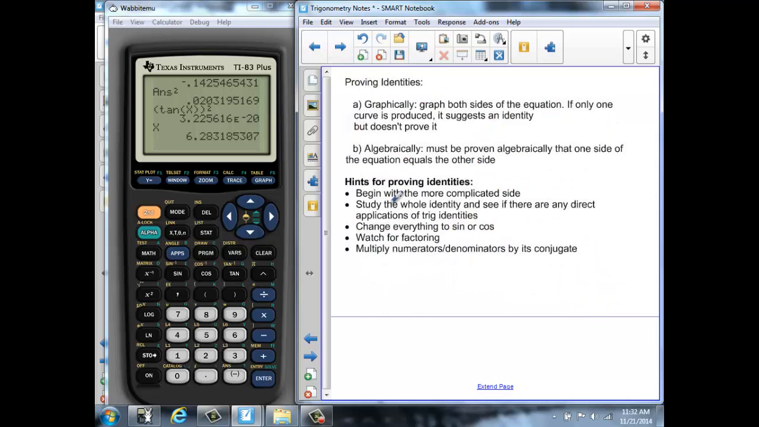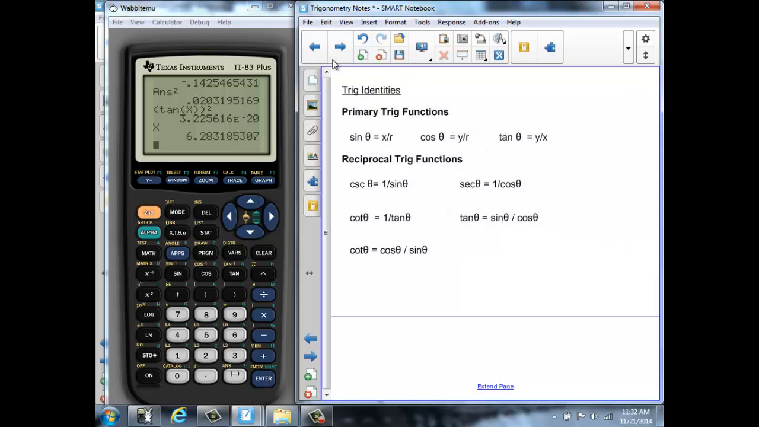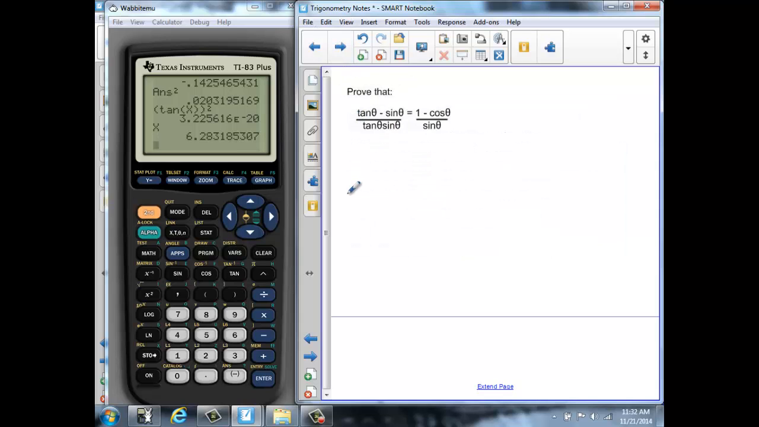Okay, so let me show you an example here. I'm going to just hop ahead to here. Our goal is going to be to prove that these things equal each other. Now, if I wanted to do this on a diploma question, I would just pick a number for theta, like 7, plug it in, and both sides should equal each other. But that's not doing it algebraically. So here's how you might do it algebraically.